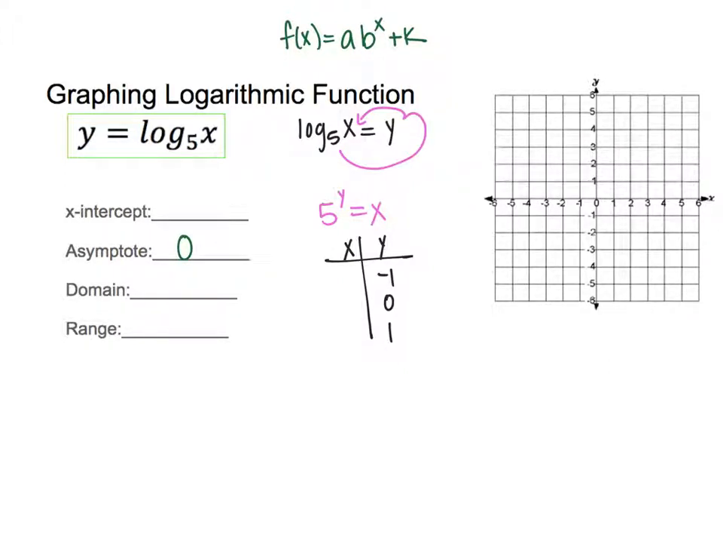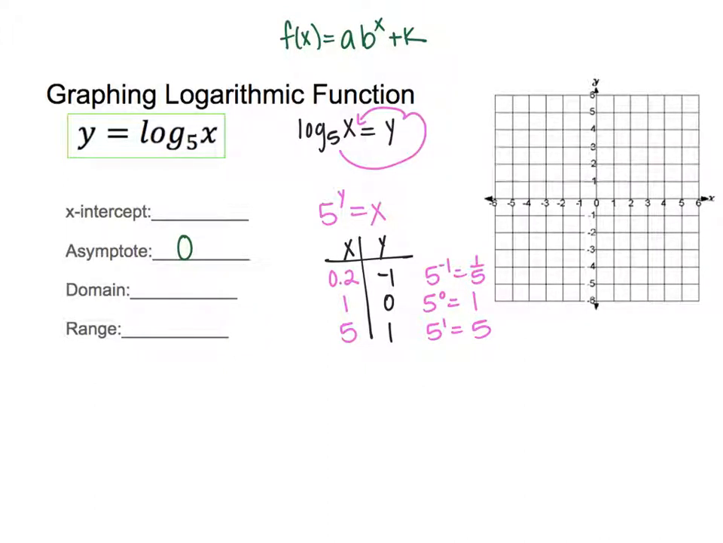So to the side here, let's plug in some values. I have 5 to the -1. What is 5 to the -1 power? That's just 1 over 5, or if you put that in a calculator, about 0.2 as a decimal. Let's see. 5 to the 0 power, if I plug in 0, is just 1. 5 to the first power, if I plug in 1 into this equation, is just going to be 5. And so I have my points now. I'm going to go ahead and plot them.